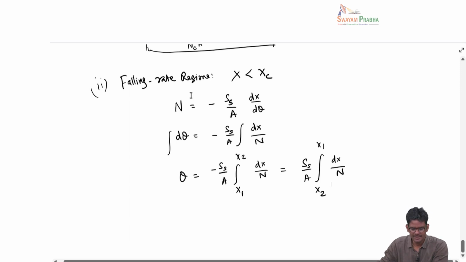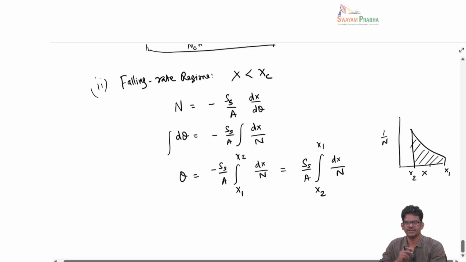In the falling rate regime, the drying rate N depends on the moisture. That's why I keep this N inside the integral. This is something you can do graphically. We plot 1 by N versus X between X2 and X1, and then we get the area under the curve. That should give you the time for falling rate drying.